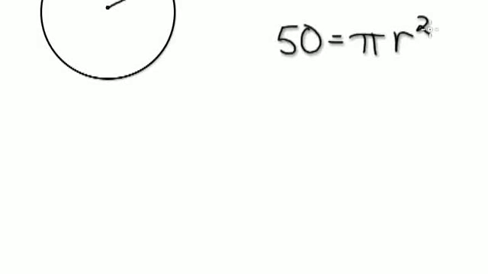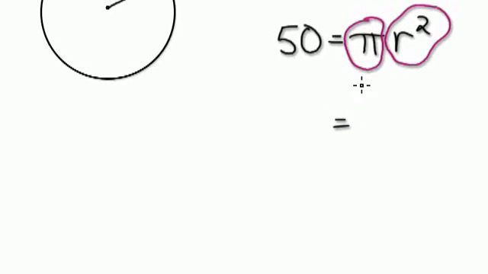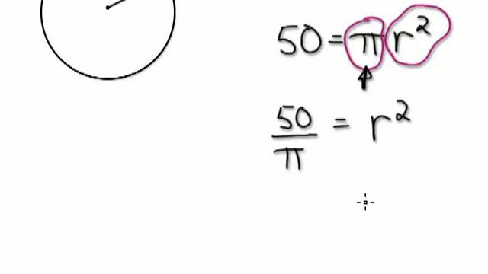Now, powers are more important than multiplication. So you can imagine this as being stuck in a bubble. So you've got one bubble timesing another bubble. So inside your mind, divide both sides by pi, just to kill off this bubble here. So divide both sides by pi. You will have 50 over pi equals r squared.